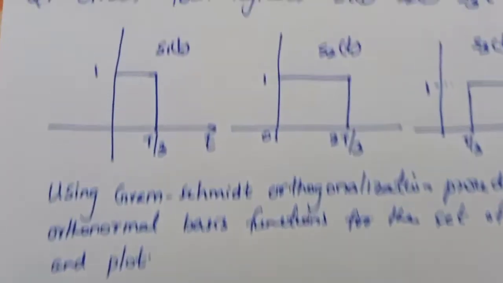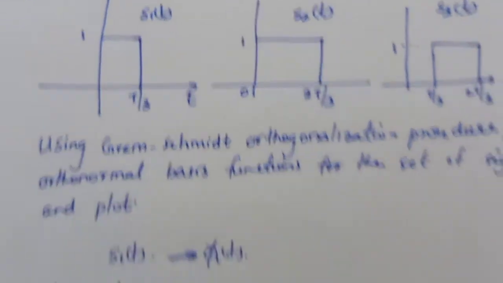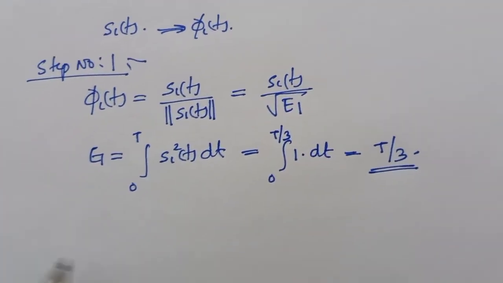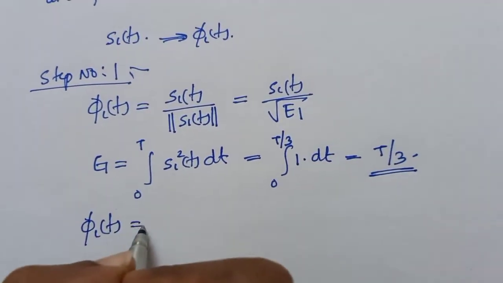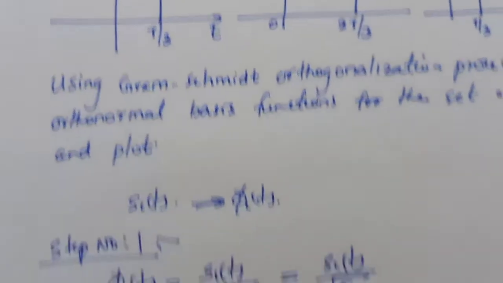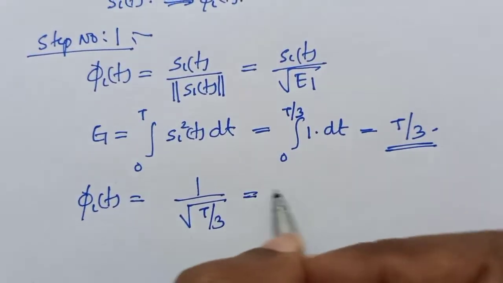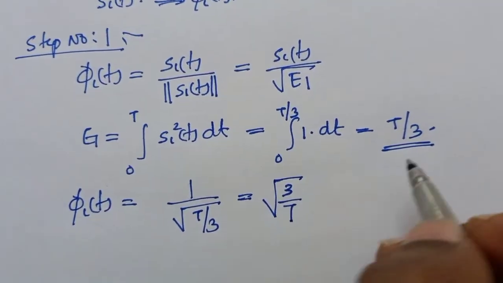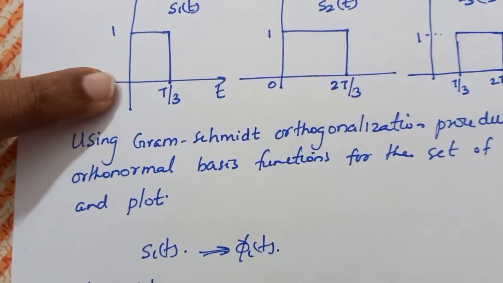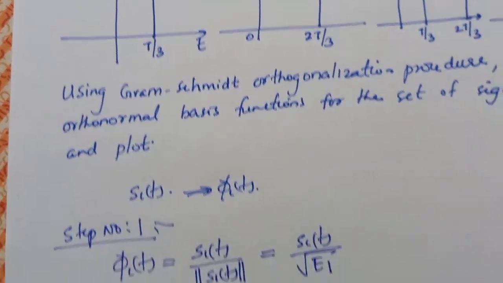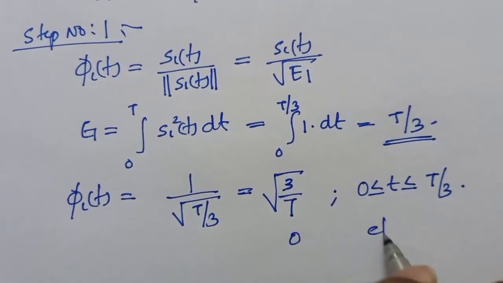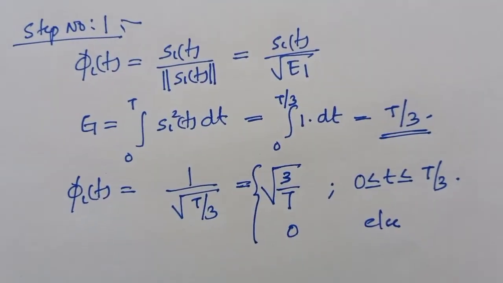Of 1 square dt. So this will be equal to T by 3. So now φ1(t) will be equal to s1(t), and we know that the amplitude is 1, so 1 by root of T by 3. This will be equal to root of 3 by T. Now what is the duration of this orthonormal basis function? The duration of the orthonormal basis function will be equal to the duration of the signal, that is 0 less than or equal to t less than or equal to T by 3, and 0 else. So that is φ1(t).